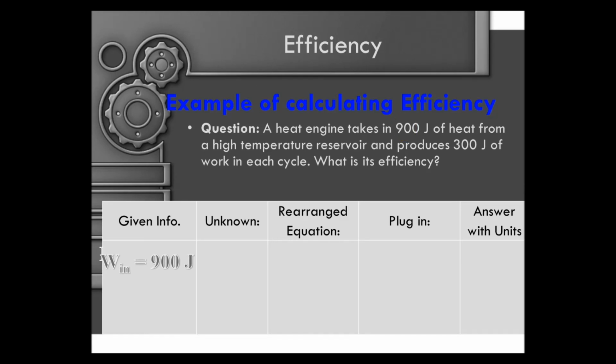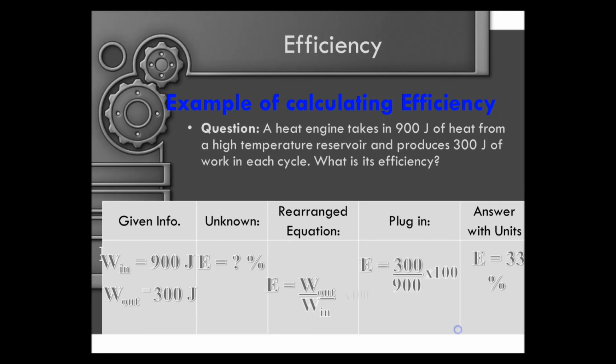In this particular example, there isn't really a person, but 9,000 joules of heat are taken in, so that is our work in, and the engine is going to produce 3,000 joules, so that's the work out. Our efficiency is what we're looking for. Our efficiency is going to be out over in again times 100. And so we're going to have 3,000 divided by 9,000 this time times 100. So our efficiency for this machine is 33%. Now, for efficiency, the units are always going to be percent.